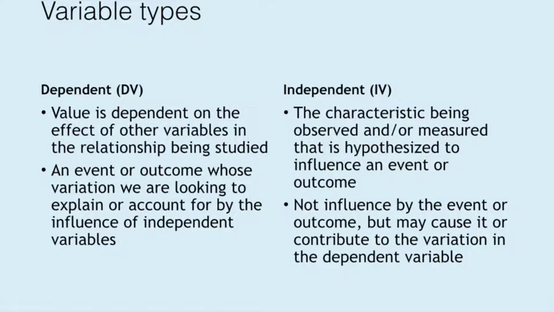The independent variable is the characteristic or characteristics being measured or observed that is hypothesized to influence the event or outcome. So it's the influencer. It's not influenced by the event or outcome, but may cause or contribute to it.